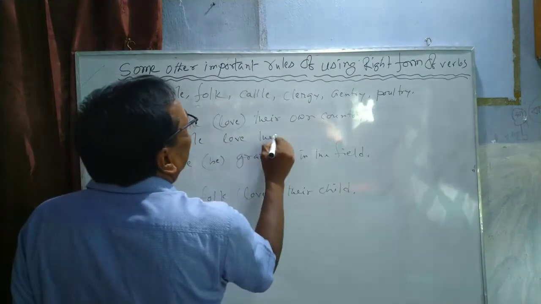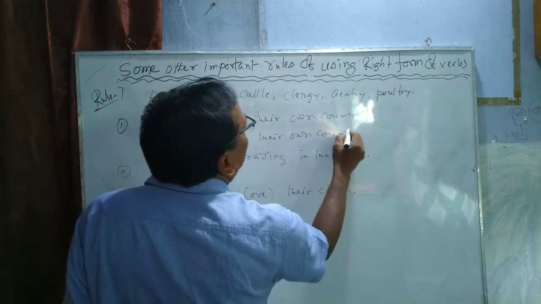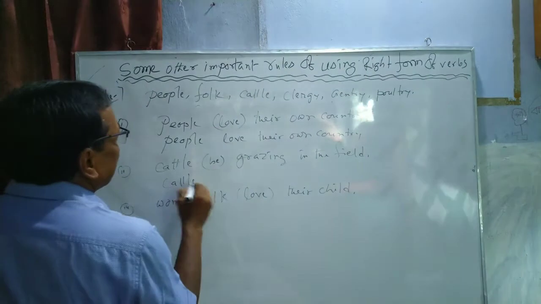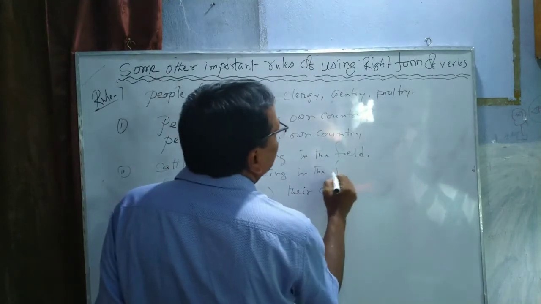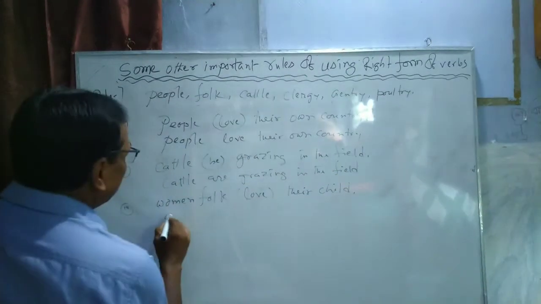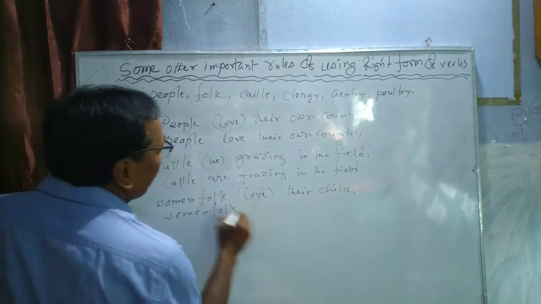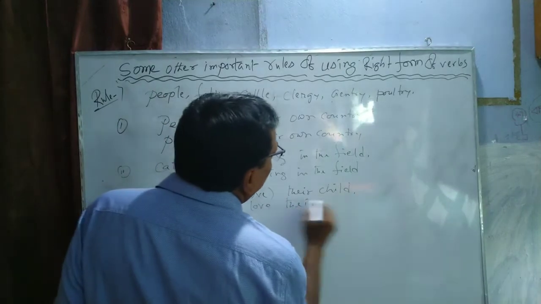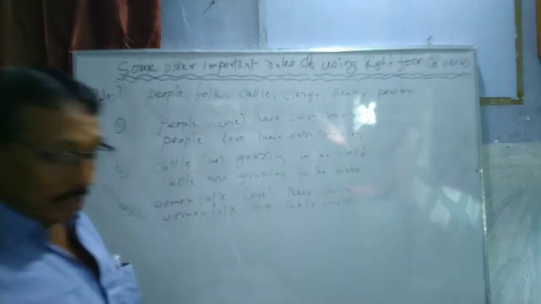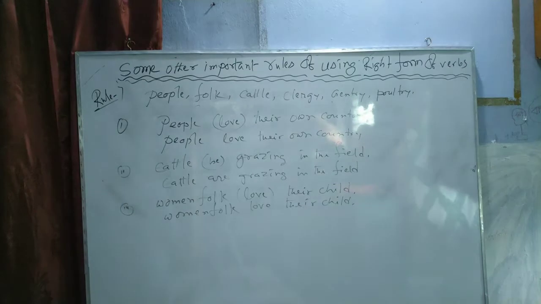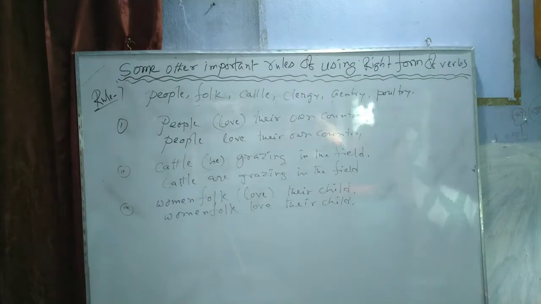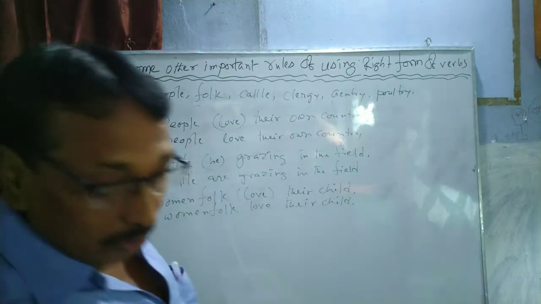People love their own country. Cattle are grazing in the field. Women folk love their child. So, you can write down these three sentences with answers. Now it is your turn to answer.